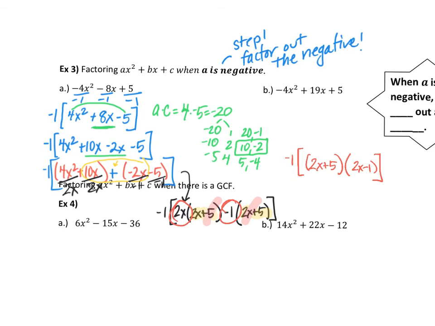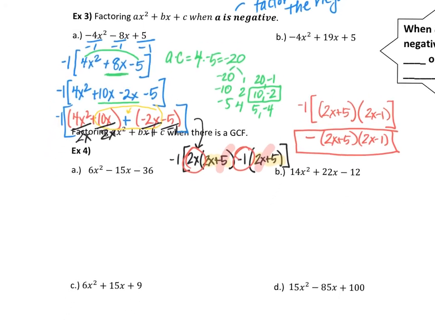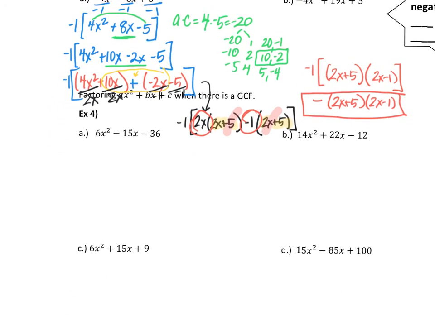Okay, so you don't have to end with the brackets. You could just do negative and then 2x plus 5 times 2x minus 1. Okay, so that would be your final answer for A. Sorry, there wasn't a lot of room. Now, example 4 is the same way. You just have to do a GCF first. And then you would do everything the same.